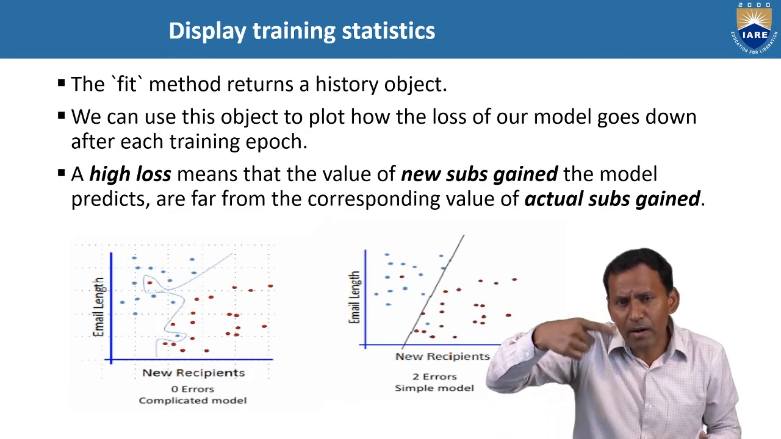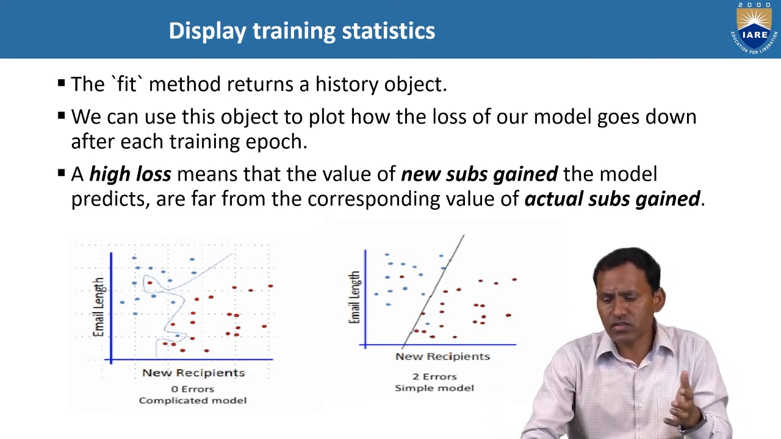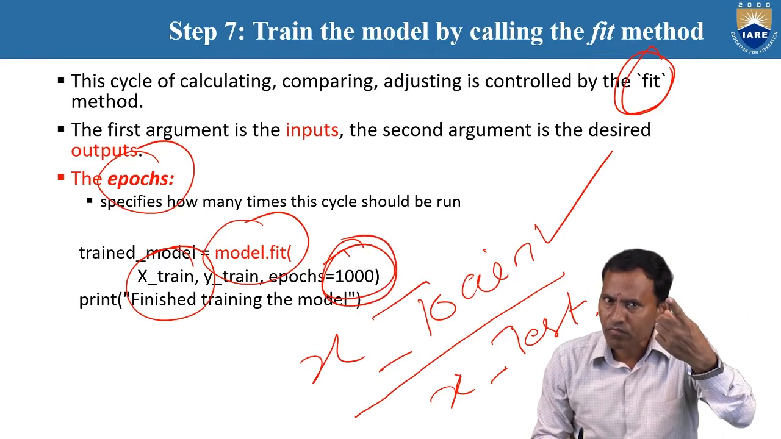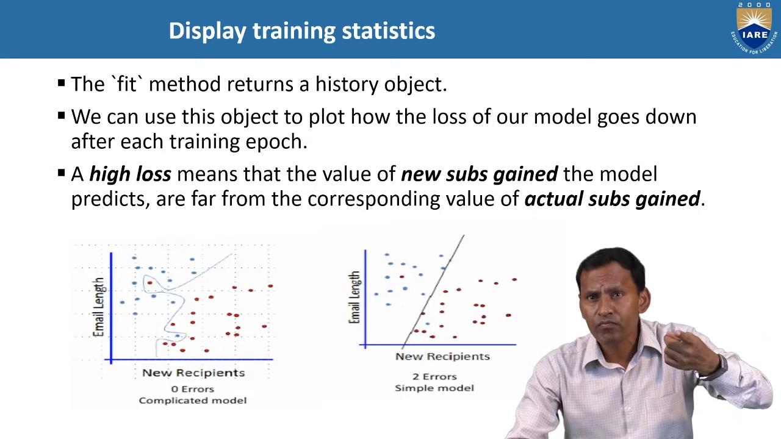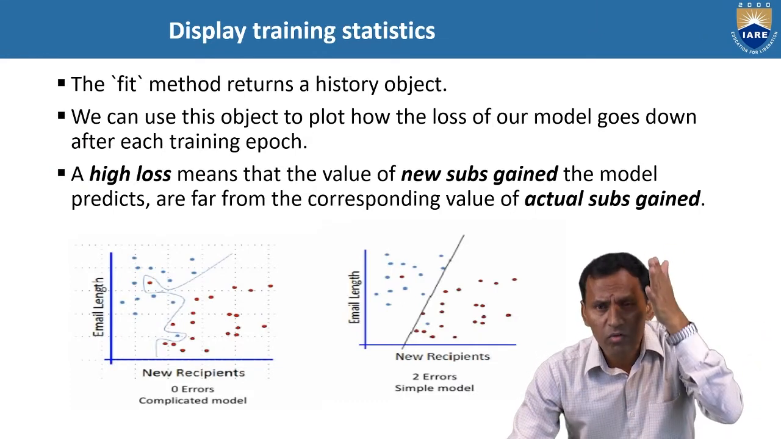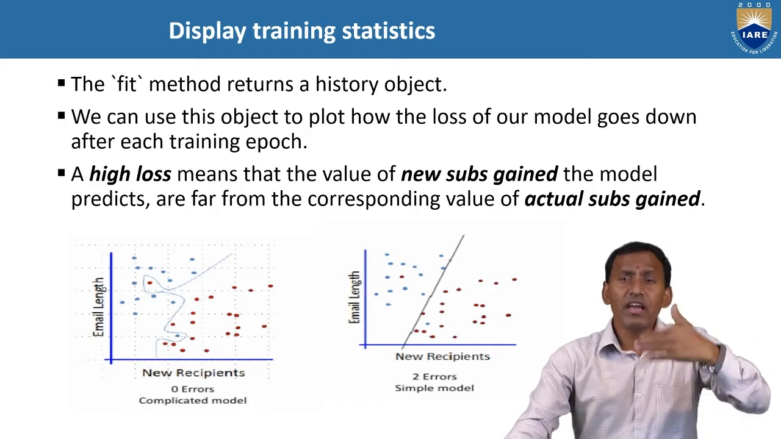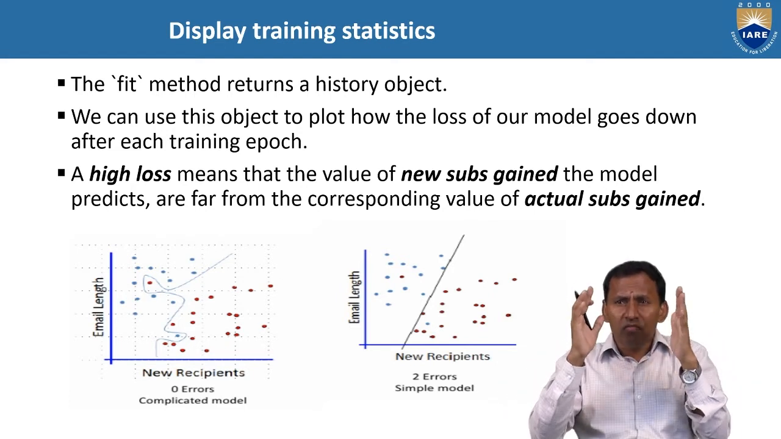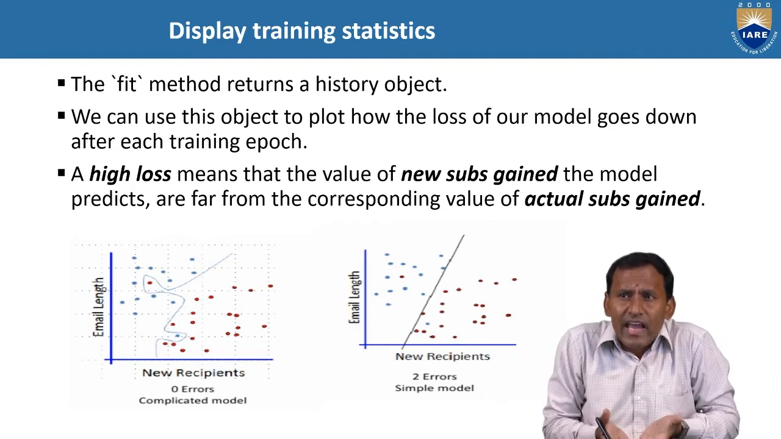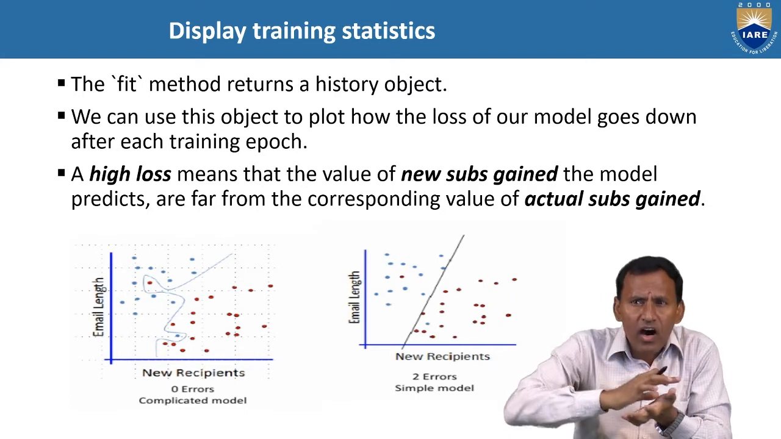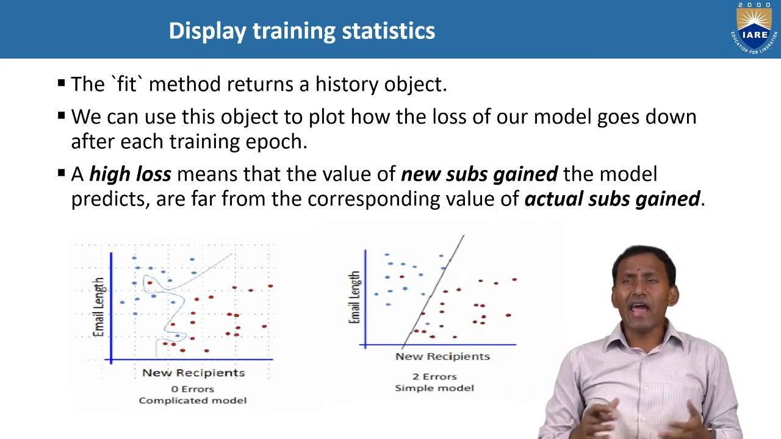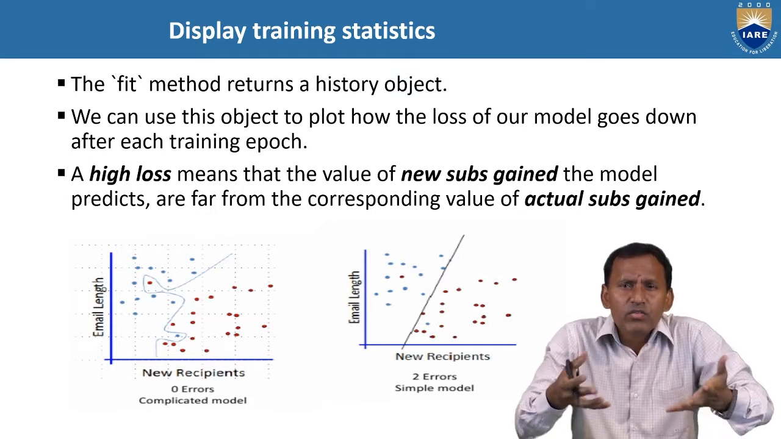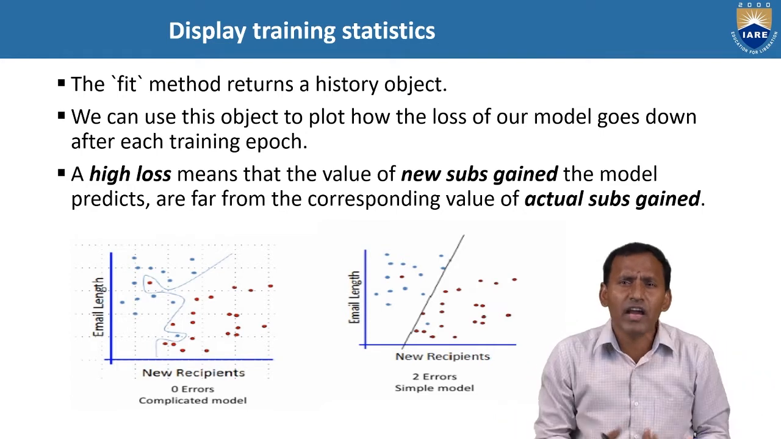After each training epoch, 1000, right? Yes, in the previous slide we had taken 1000. At each and every epoch, that means each and every cycle, how the loss of our model goes down, we have to plot it. A high loss means that the value of new subscribers gained that the model predicts is far from the corresponding value of actual subscribers gained. Why am I using new subscribers gained and actual subscribers gained?